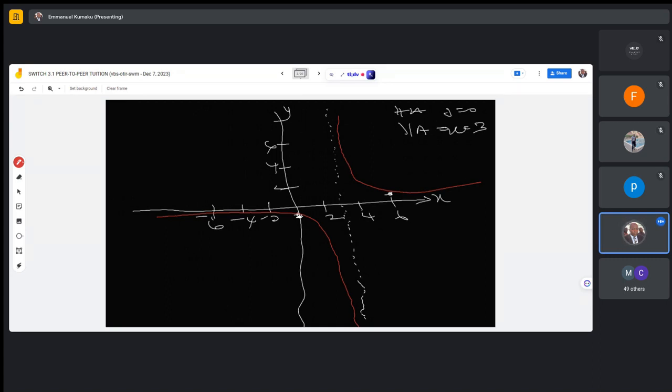So this is the solution for the first one, whether you want to find the asymptote, the domain and the range, or when you want to sketch the curve.